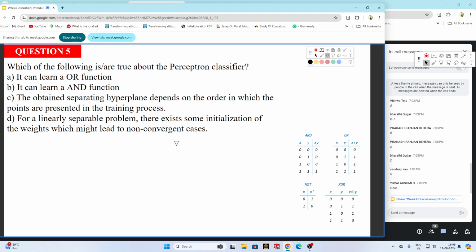Sir, ABC. ABC, okay. Not D, right? Yeah, not D. So you are right, not D. So this is false, right? Now how are A, B and C correct?